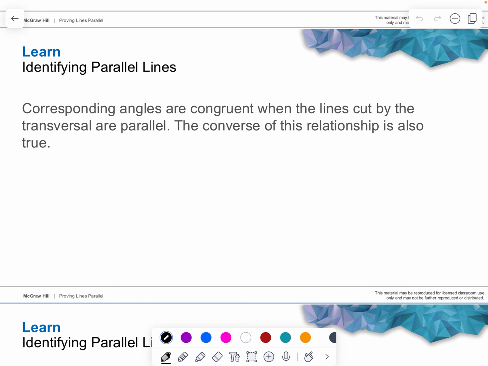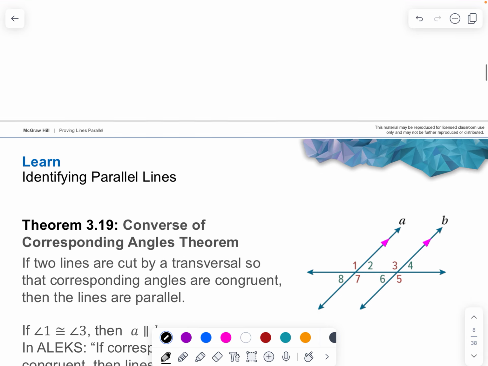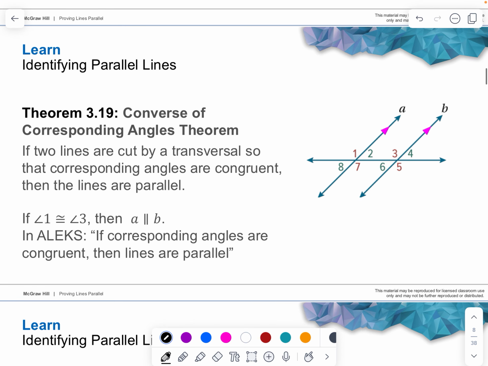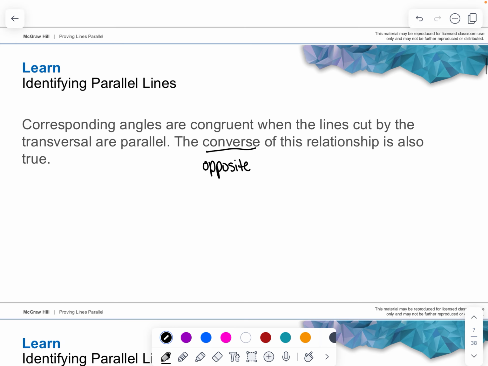So corresponding angles are congruent when the lines cut by the transversal are parallel. The converse of this relationship is also true. Converse is one of those tricky words that also means opposite. So it's when we flip that relationship, okay? So, here we go. Go ahead and write that down. Converse, the opposite of this relationship, is also true.